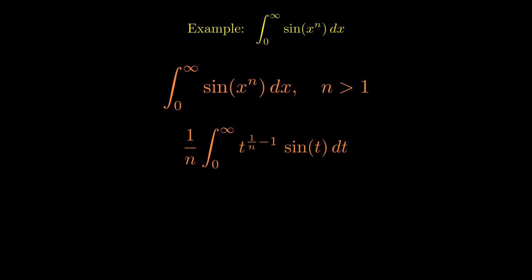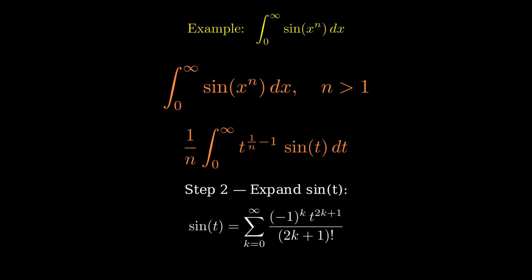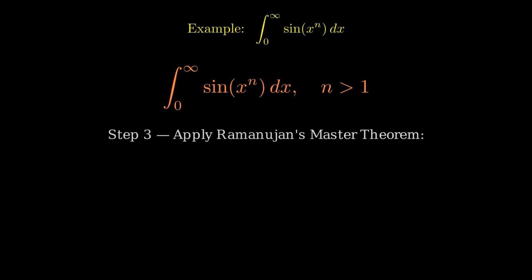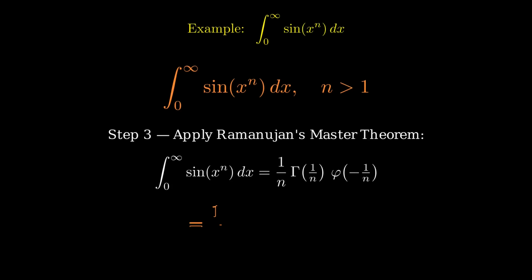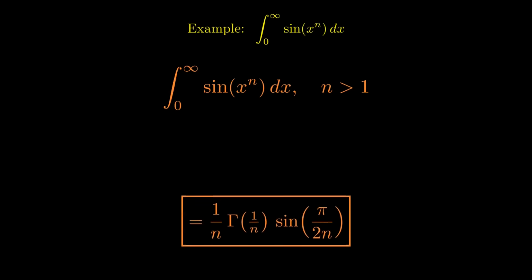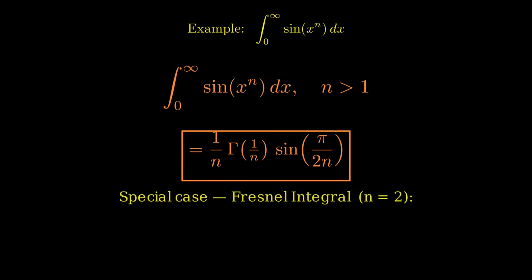Then we write out the expansion of sine of t, and that allows us to realize that phi of n equals sine of negative pi over 2 times n by analyzing how the signs oscillate in our expansion. By plugging this into our formula, we get that the integral equals 1 over n times gamma of 1 over n times sine of pi over 2 times n. For the special case of the Fresnel integral, sine of x squared, meaning n equals 2, we get the answer square root of pi over 8.